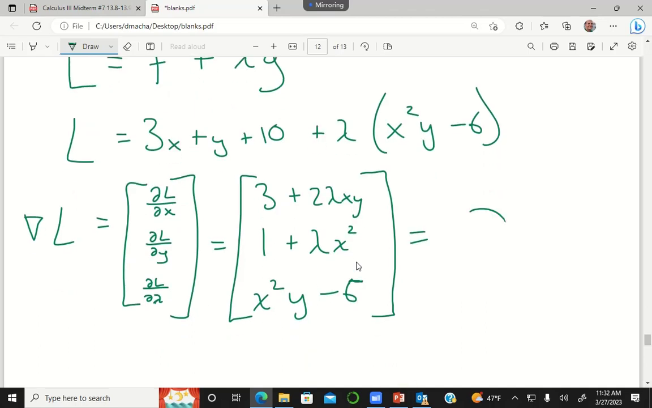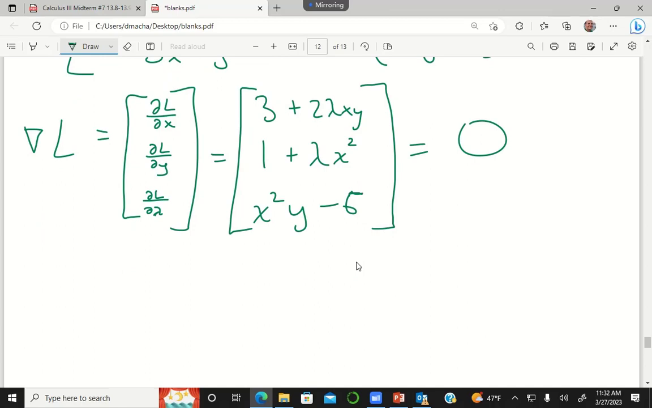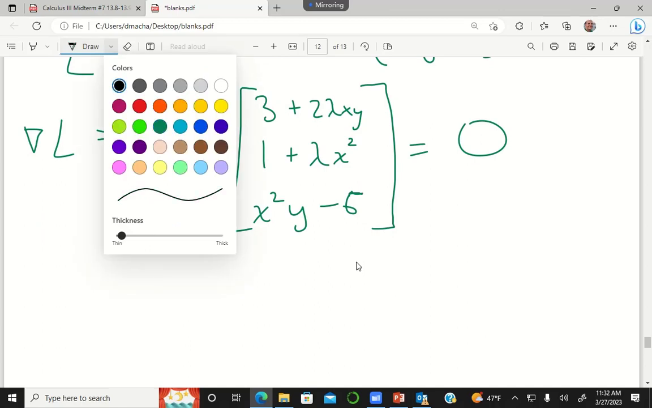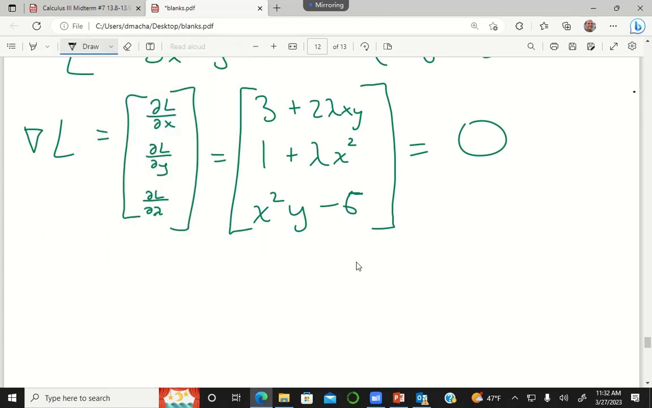And then, of course, I'm looking for critical points of the Lagrange function, so I'm going to set this gradient vector equal to the 0 vector, which gives me a system of 3 equations. I've got 3 unknowns, x, y, and lambda, so I can solve this system by substitution. The first thing I'm going to do is take my first 2 equations and solve them for lambda.